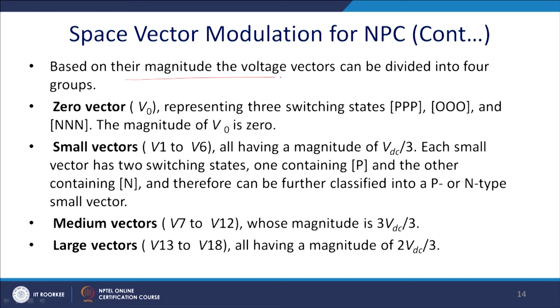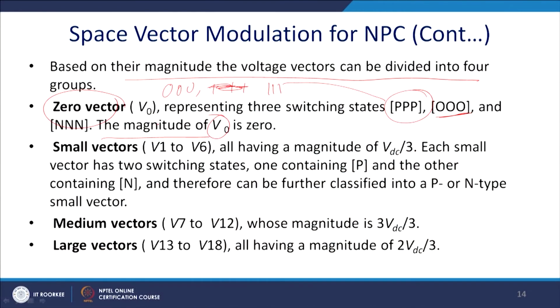Let us come to the grouping of these vectors. Based on the magnitude, the voltage vectors can be divided into 4 groups. One is the 0 vector. You know that 0 0 0 or 1 1 1 are the null vectors. So, the 0 vector will be the switching state PPP that corresponds to 1 1 1, but here there is another extra thing that was not present in the 2 level inverter, that is OOO, and also NNN, where all the lower switches are closed, and the output voltage magnitude is going to be 0 then.